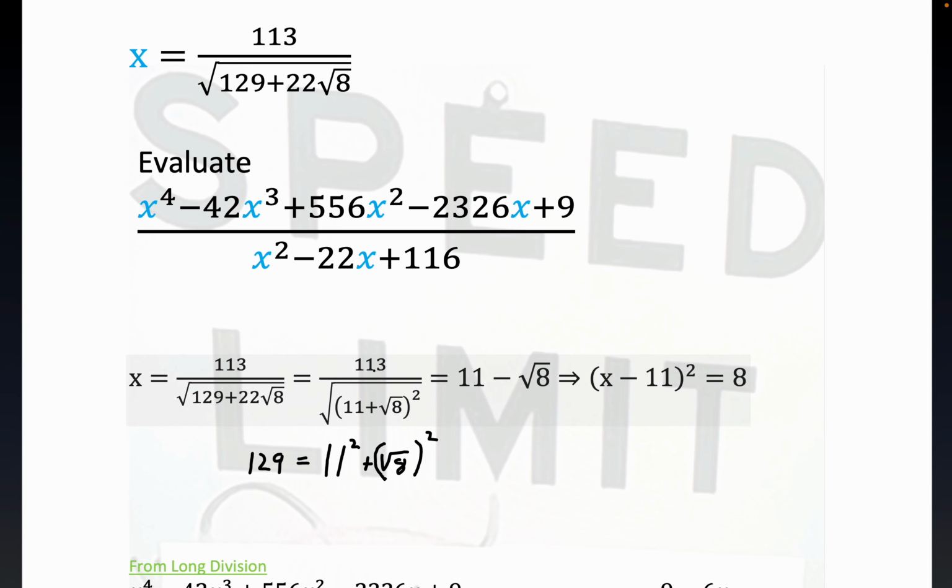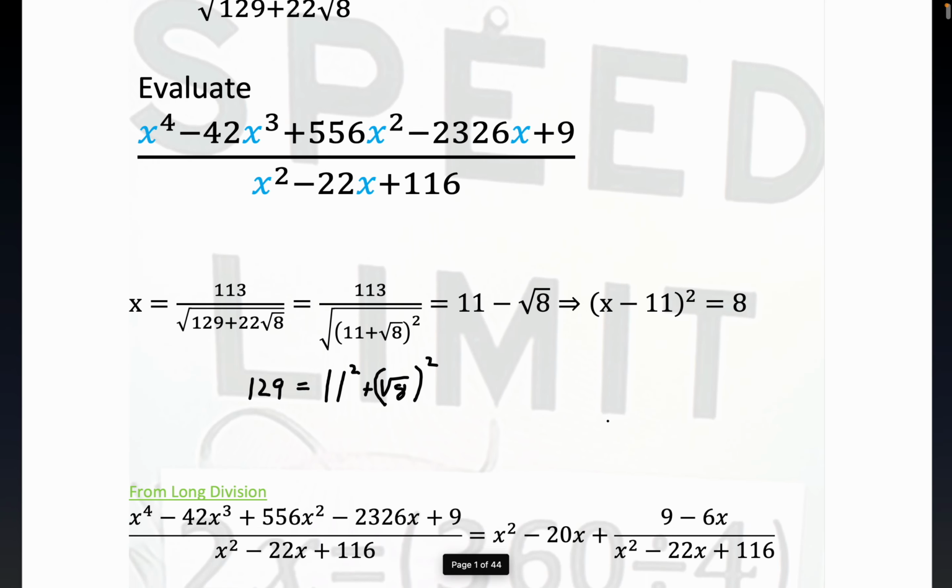Now, this would be 113 over 11 plus root 8. If you multiply through by the conjugate, 11 minus root 8, you end up with this statement right here. I did leave out a little bit of work, but I think there's enough for you to see what's going on. It's kind of interesting how it works out. Now, let's move along.